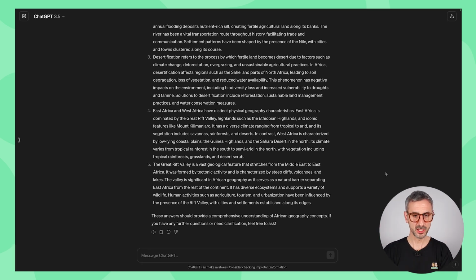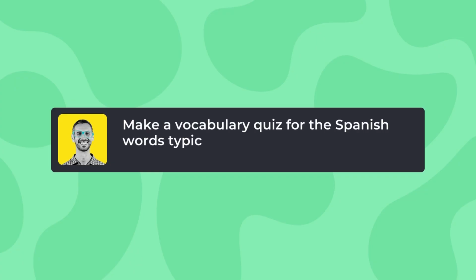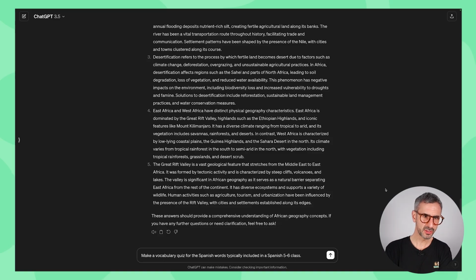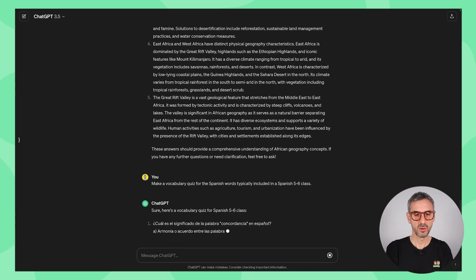All right, let's again change topic and see this time how we can generate quick vocabulary quizzes when learning a language. All right, so my prompt is the following: make a vocabulary quiz for the Spanish words typically included in the Spanish 5-6 class. Okay, so 5-6 is the American way of structuring the different language classes. It starts at 1, 2, 3, 4, 5, 6, 7, 8, 9, 10. So the different levels, 9, 10 being the most advanced class. So 5, 6 is already pretty advanced, so let's see what kind of test.